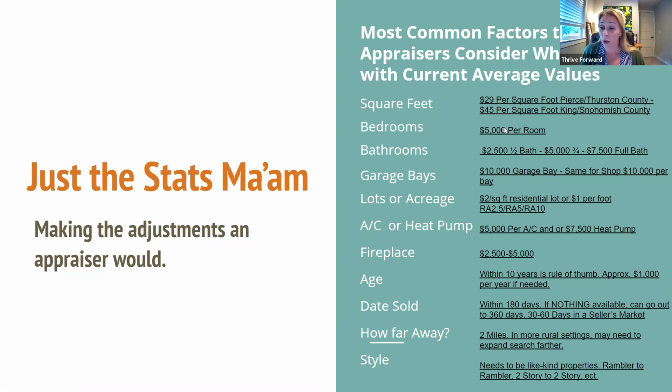Bedrooms, each bedroom is $5,000. I've never seen a difference yet on that. So if you have a 4-bedroom house and the neighbor has a 3-bedroom house, you're going to give another credit of $5,000 for your extra bedroom.